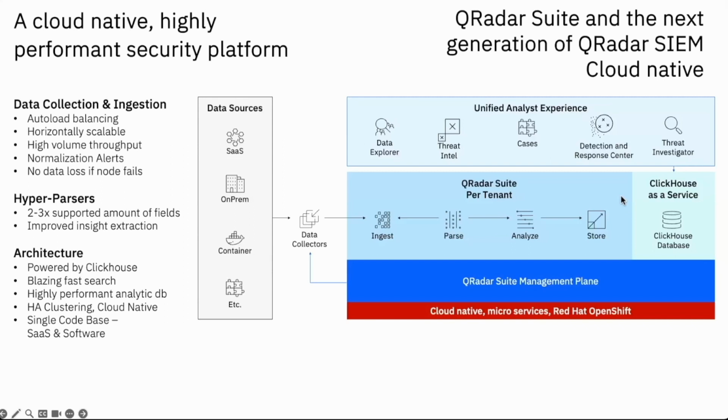So the complete takeaway from the slide is that the new generation QRadar is really fast, it's scalable, it is AI enabled with automated response to incidents and very powerful in terms of performance. The adoption of the new generation QRadar has already started and a few of our customers are moving to QRadar cloud native.